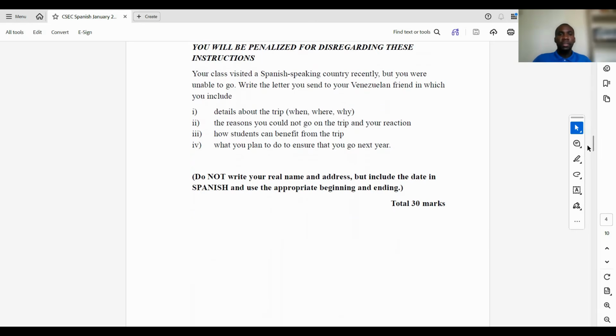So what is the specific scenario here? Your class visited a Spanish-speaking country recently, but you were unable to go. Write the letter you sent to your Venezuelan friend in which you include: 1. Details about the trip, when, where, why. 2. The reasons you could not go on the trip and your reaction. 3. How students can benefit from the trip. 4. What you plan to do to ensure that you go next year. Okay, so we have all of the cues laid out for us.